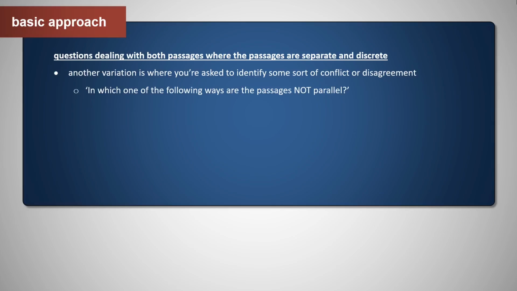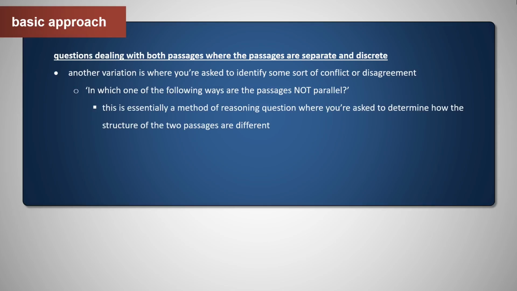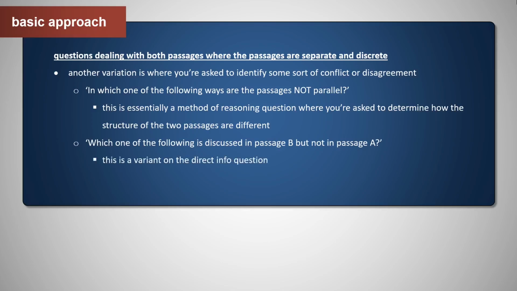Or for example, in which one of the following ways are the passages not parallel? So this is essentially a method of reasoning question where you're asked to determine how the structure of the two passages are different. Or which one of the following is discussed in passage B but not in passage A? So this is also a variant on the direct information question.